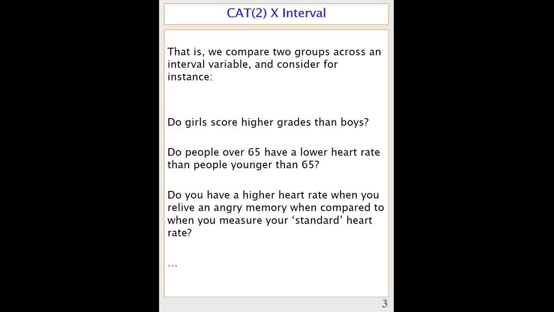Or, as we've seen before, do you have a higher heart rate when you relive an angry memory when compared to when you measure your standard heart rate? That's what Daniel Lakens did in the Introduction to Psychology course. So you have two conditions there, the categorical variable, two conditions. One is the standard condition, you don't relive anything, or you relive an angry memory, and the comparison is between the heart rates in these two conditions. How do we do this?